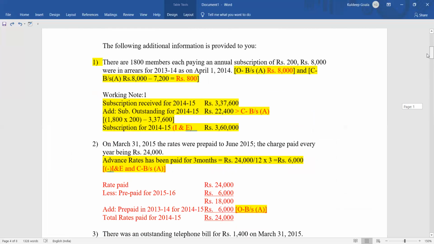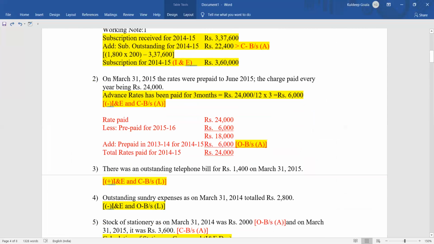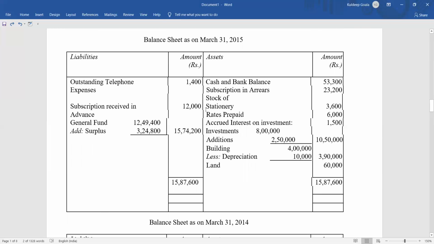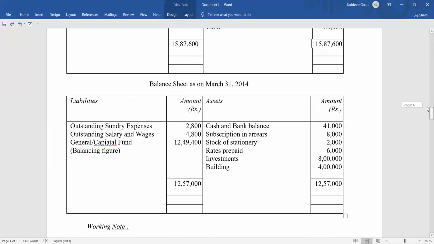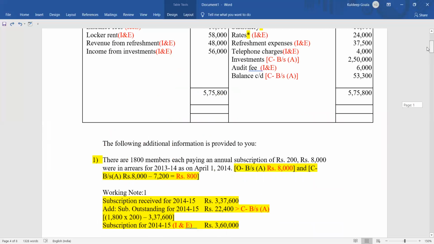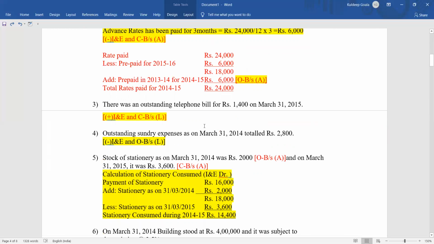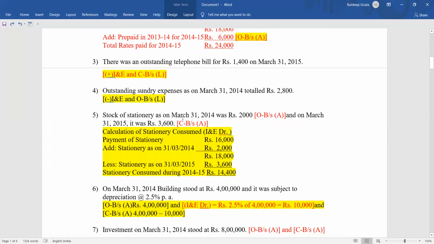After that, subscription is over, then we have advance rates. This year we have paid advance of 6,000 again, so that will come in the closing balance sheet, isn't it? So that will come again: rates prepaid, or prepaid rates, 6,000. Or you can say advance rates also. Then coming to the next one, that is outstanding telephone bill. It will not come here.